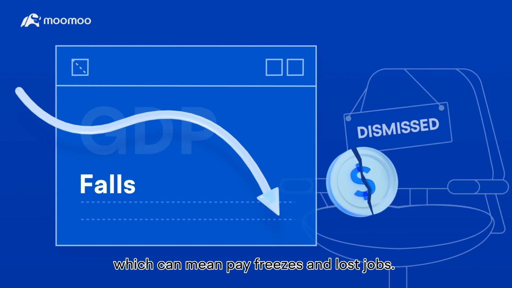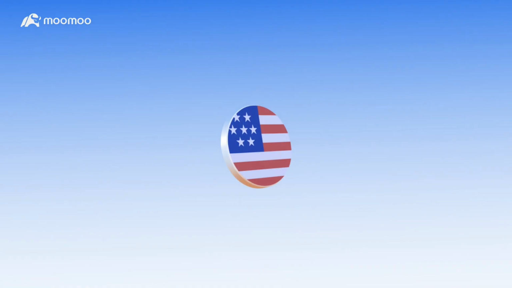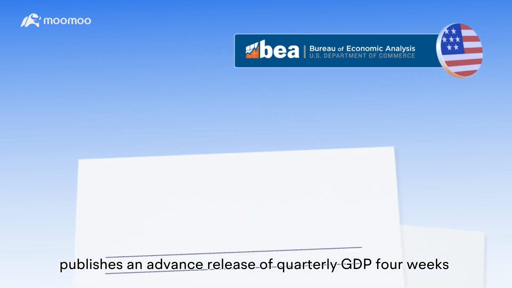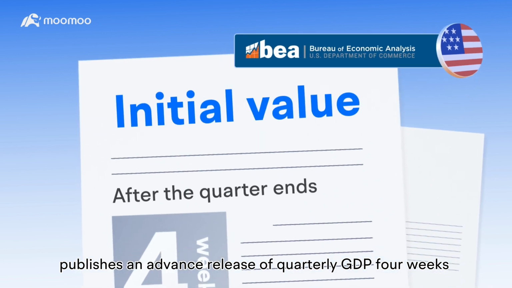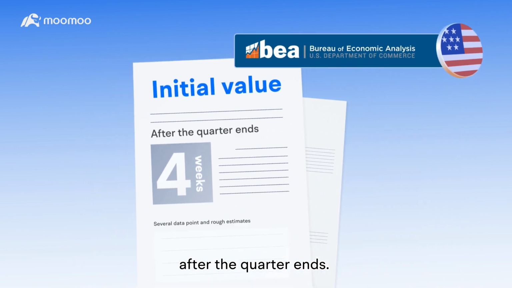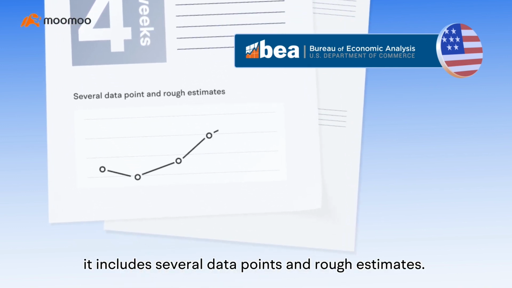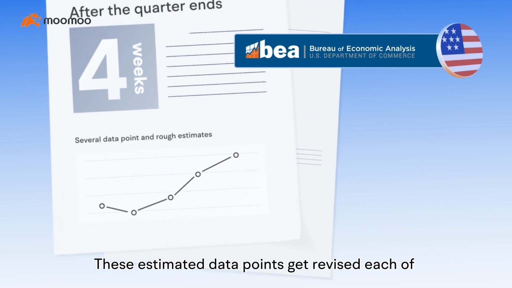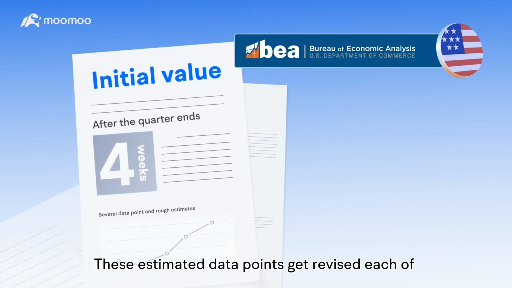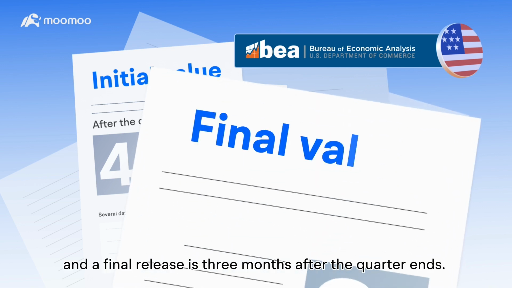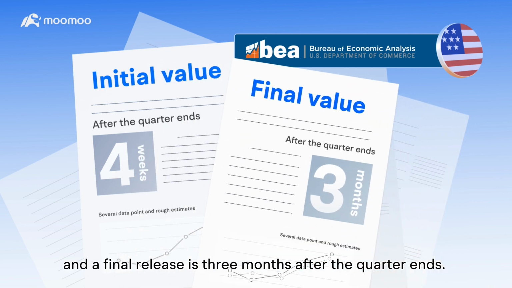In the U.S., the Bureau of Economic Analysis, BEA, publishes an advance release of quarterly GDP 4 weeks after the quarter ends. Referred to as the first reading, it includes several data points and rough estimates. These estimated data points get revised each of the next 2 months as additional information becomes available, and a final release is 3 months after the quarter ends.